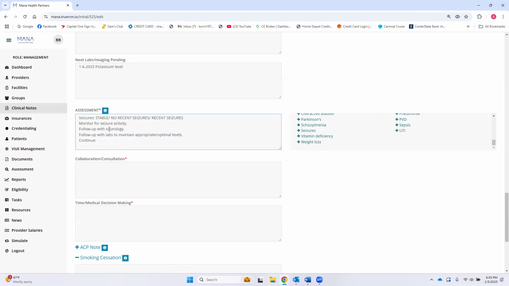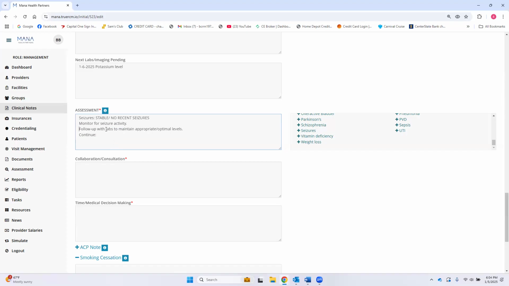The last example I'm going to give you for your assessment is going to be seizures. Are the seizures stable? No recent seizures or recent seizure activity. Make sure you delete whatever is not applicable. So this could be stable with no recent seizures. Monitor for seizure activity. If they do not have a follow-up with a neurologist, you are going to delete this. We don't send every patient that has a history of seizure disorder who is stable and not having current seizures to a neurologist. Only if they have an appointment would you keep that portion of the snippet.